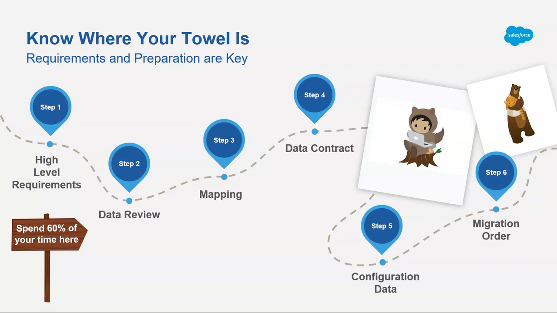So now that we've gone through this, we have the package of the data contract and the mapping. It's well-defined, I've got all my exceptions, everyone agrees to what we're doing, and that's when I hand it over to Lisa in order to execute the migration.